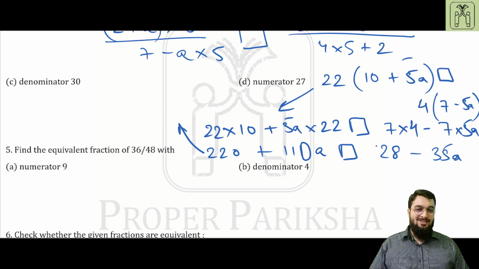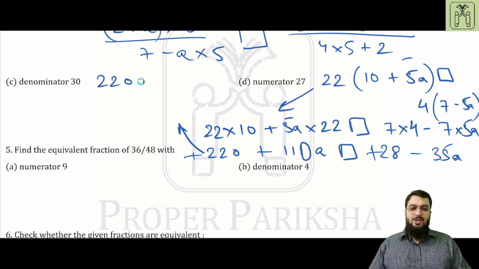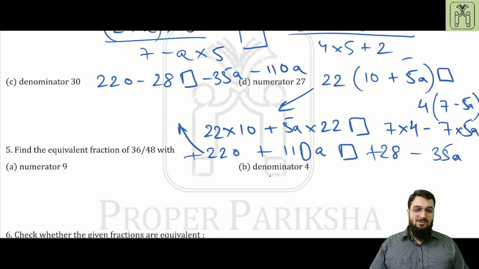I'll take the LHS of this is plus and this is also plus. So I'll just take it on the left side, 220. You can take either way, 220 minus 28, and the box will be there, and this will make minus 35a minus of 110a, because plus was taken to the other side and became minus, and plus was taken to the left side, it became minus. So 220 minus 28 and minus 35 minus 110 will give you an answer.